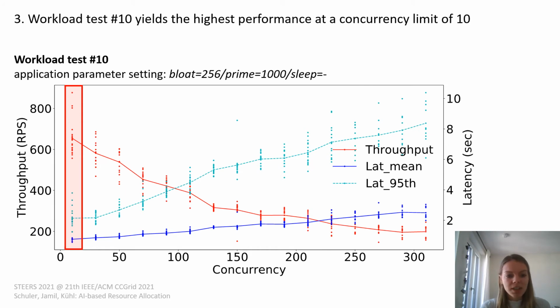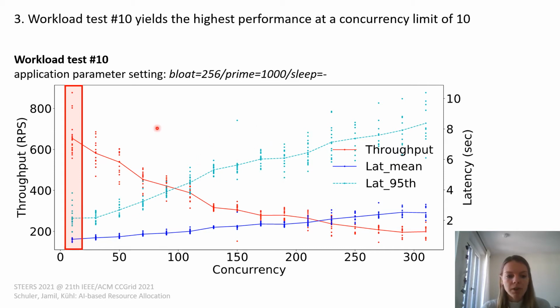Coming now to the results, we saw quite a lot of variation in the performance indicators across different concurrency settings and workloads. For example, when we take a deep dive into workload test 10, which is defined by the parameter settings displayed here, we can see the performance indicators at different concurrency configurations on the x-axis. In red, we have the curve for the average throughput values. In blue, we have the mean latency, and in green, we also included the 95th percentile tail latency.